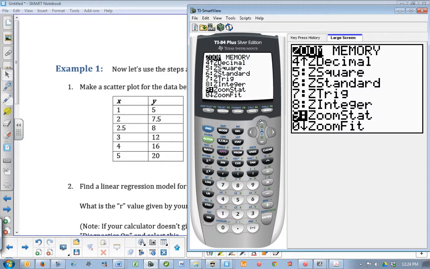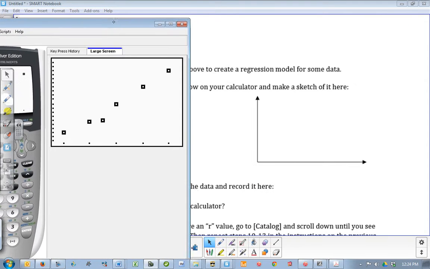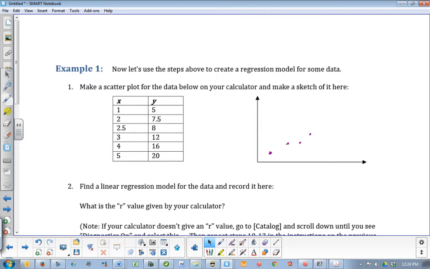There it is. It's number 9. You can either type 9 or hit enter. And there it is. Now we got a good picture of it. There's our scatter plot. So we're going to copy this down over here, okay, approximately. So we've got these 2 points, something like that, okay?